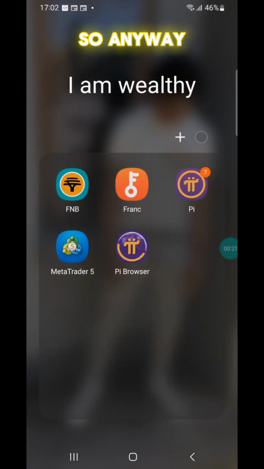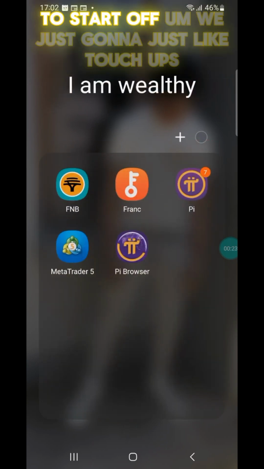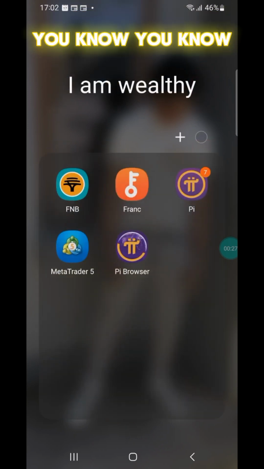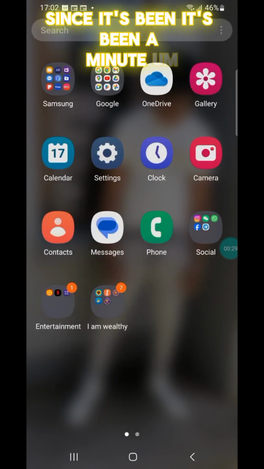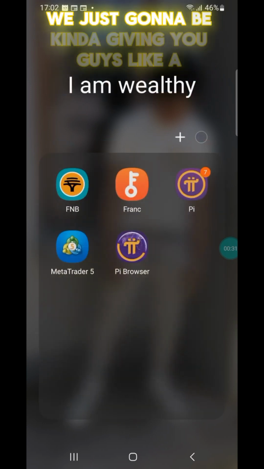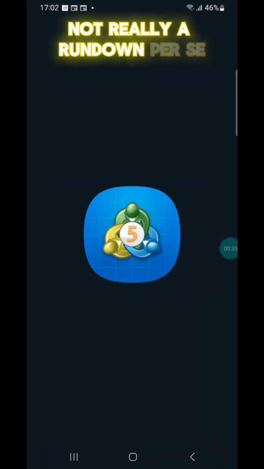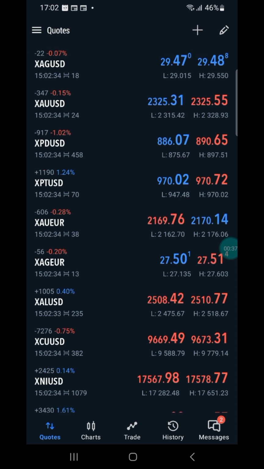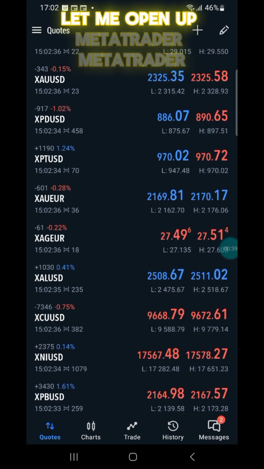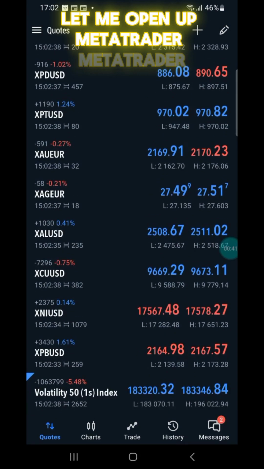So anyway, to start off, we're just gonna do some touch ups, since it's been a minute. We're just gonna be giving you guys a rundown, not really a rundown per se, but anyway, without further ado, let me open up MetaTrader.